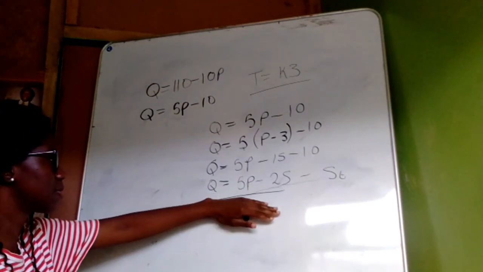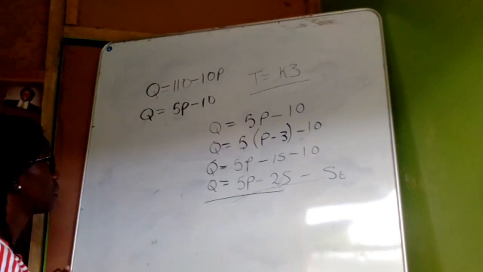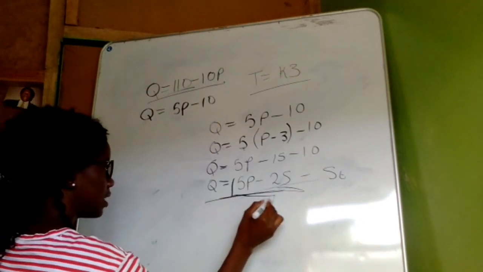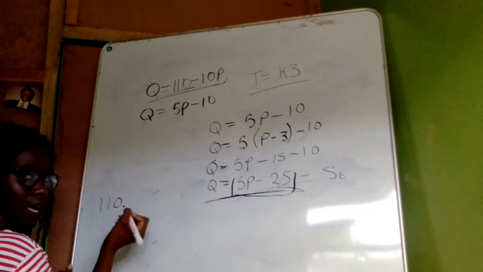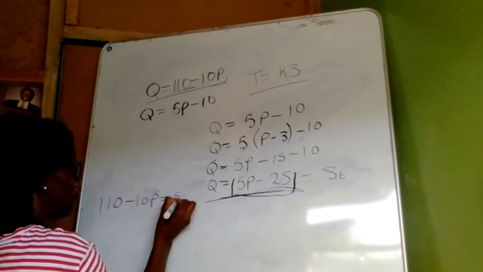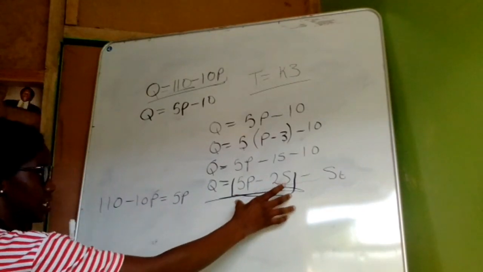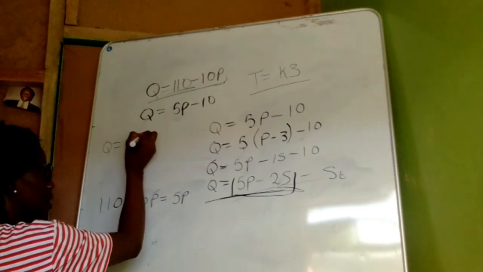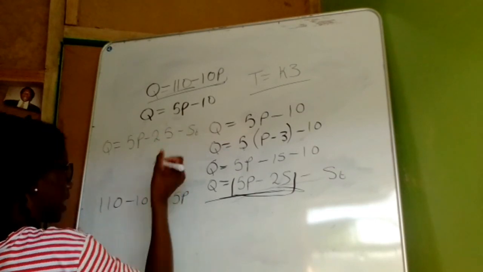Now using this same supply equation and the original demand equation, we're going to come up with a new equilibrium. Remember, if you have Q equal to this and Q equal to this, we simply equate the two to find the new equilibrium. So we have 110 minus 10P is equal to 5P. Let me just rub this off. Just keep the equation in mind: Q is equal to 5P minus 25. This is for supply after tax.